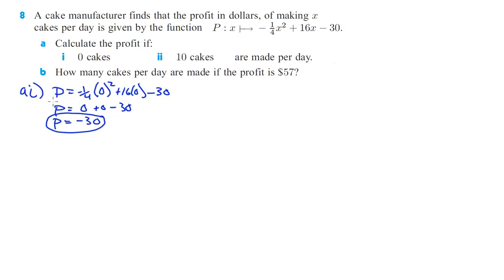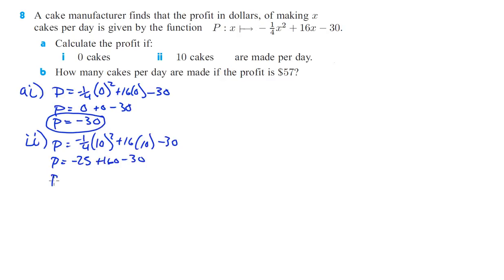anyway, so that's -30. Part 2 of A is 10 cakes, so the profit is -1/4 times 10 squared plus 16 times 10 minus 30. So 10 squared is 100. -1/4 of 100 is -25. 16 times 10 is 160. And minus 30. So -55 plus 160 is $105. So you make $105 if 10 cakes are made per day. And back to part 1, I would imagine that -30 is probably baking supplies going bad or something like that.